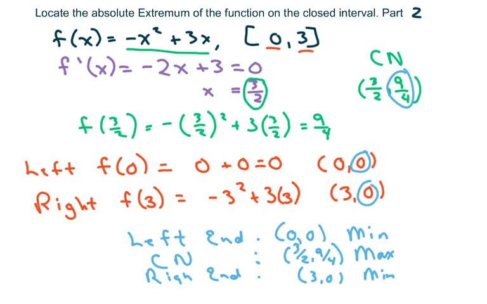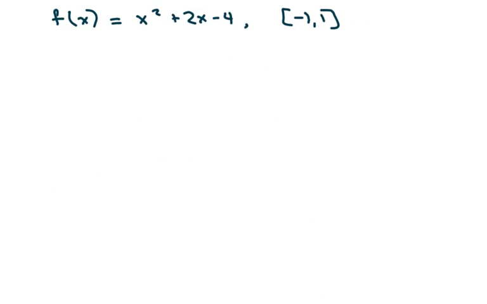And what you're looking at again is your y's. So our y's here are smaller, and they're both the same, so they're both minimums. My larger y is 9/4, and that's going to be your maximum. All right, and we're going to do this one, and we're going to look for critical numbers first. So this would be 2x plus 2. We set this to 0, so x has to be negative 1.